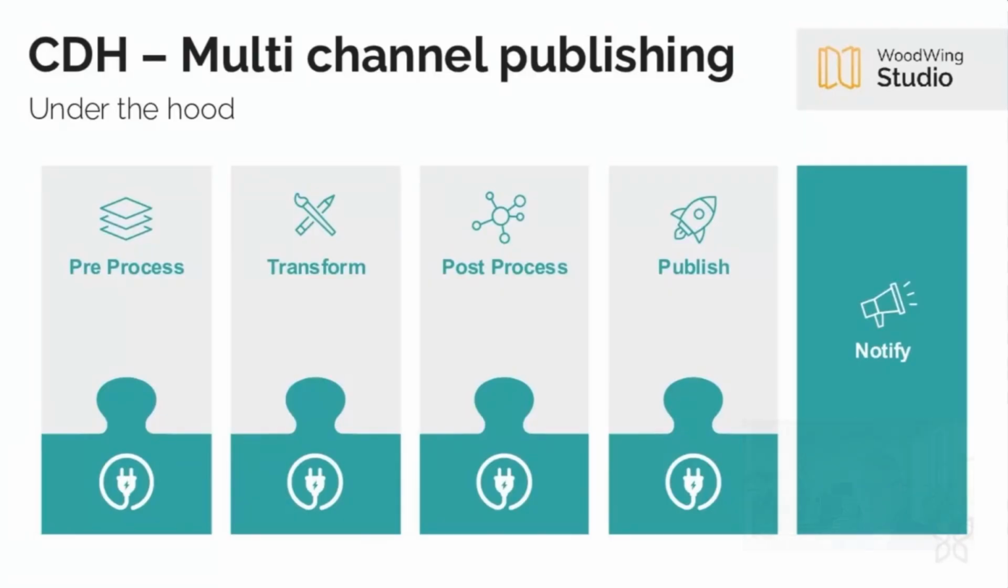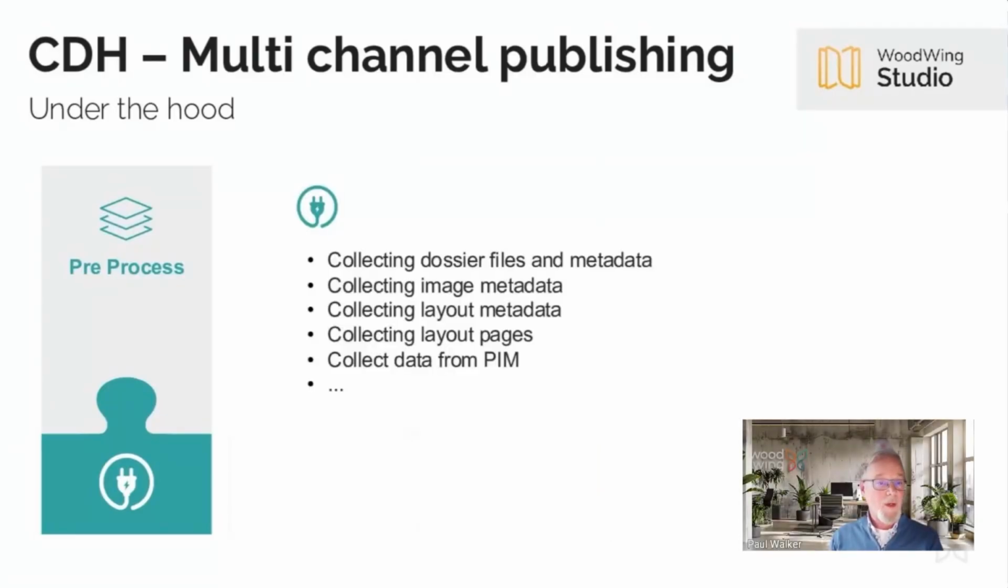Looking in a little bit more detail, the first one we have is the pre-process. This is where we collect more information than might otherwise be present on the article itself. So looking at the dossiers and the metadata that it came from, looking at the images contained, where that image might have come from on the layout of a page.